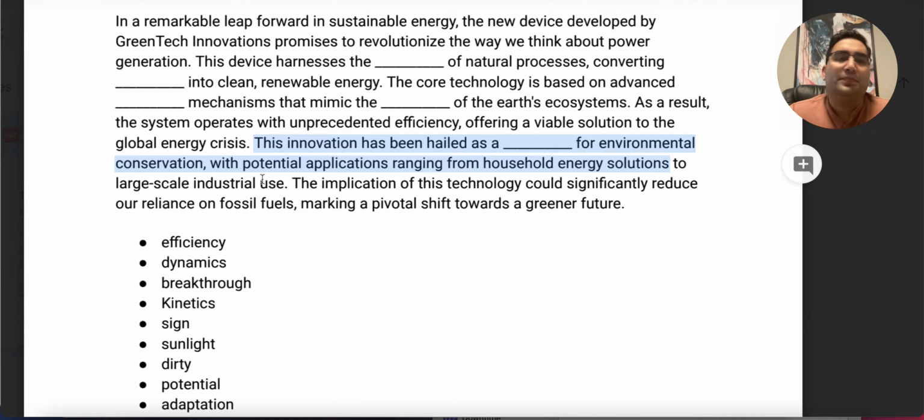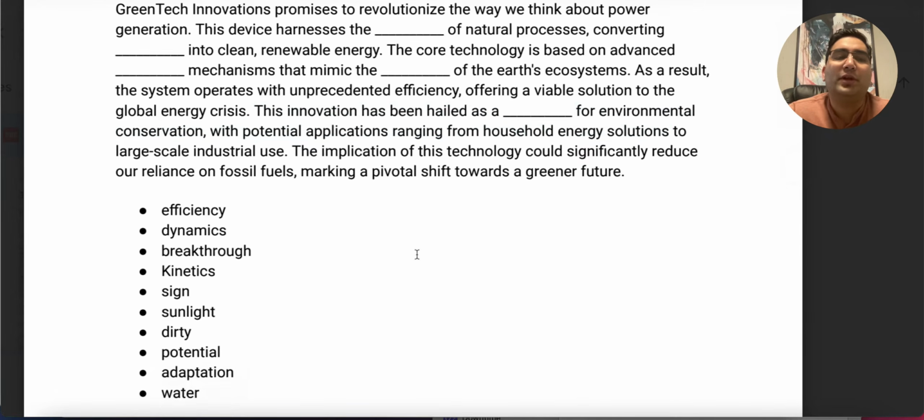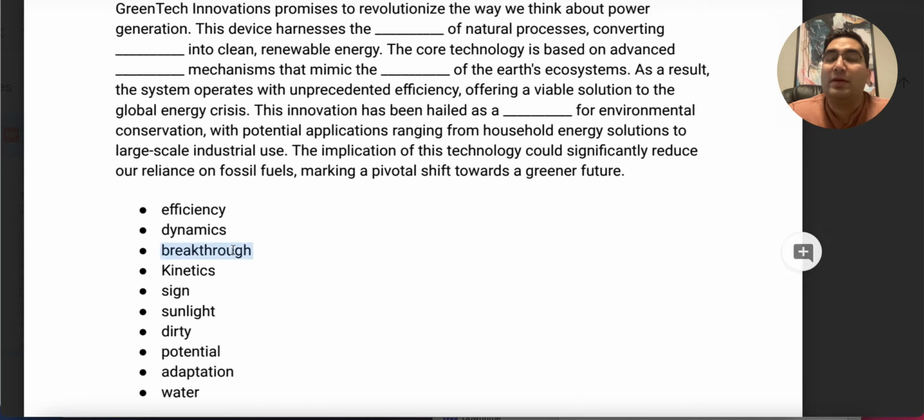Always read it like that, something, okay? So this helps you just understand the tone of the sentence. This innovation has been hailed as a something for environmental conservation. Now, whenever something like this is mentioned, it's hailed as, or it's a major, the thing they say right after that is breakthrough. And I know this just because I read stuff, all right? If you don't read, develop that habit to help yourself in this exam and many others for English. And breakthrough was a word that was mentioned.